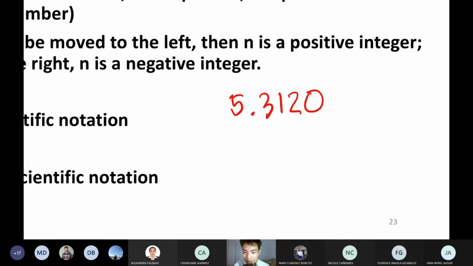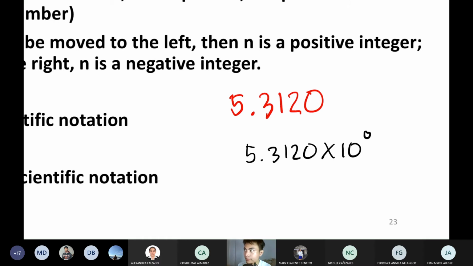So, pero, kunwari, gusto ko, I want to write this in scientific notation. Paano yun? So, all you have to do is just to copy the coefficient. And then, since you did not move your decimal point, hindi mo siya ginalaw, raise to 0 lang yan. Okay?